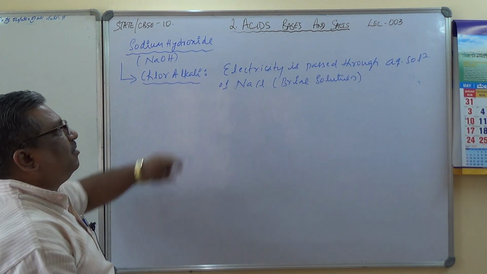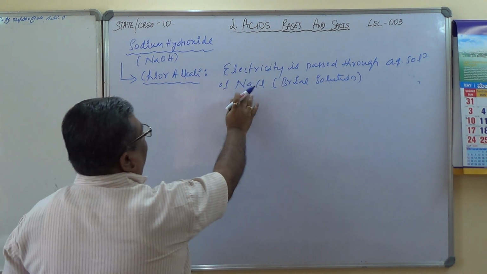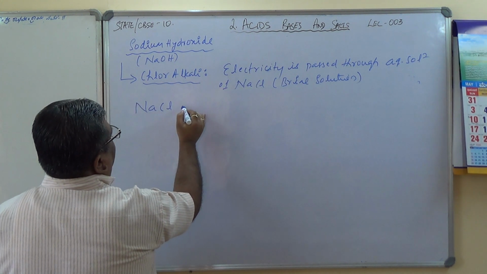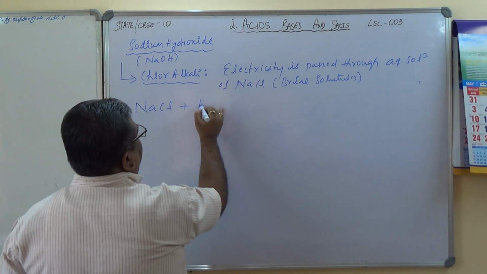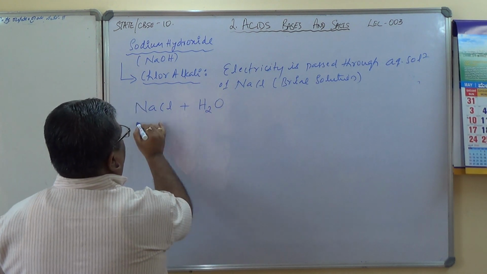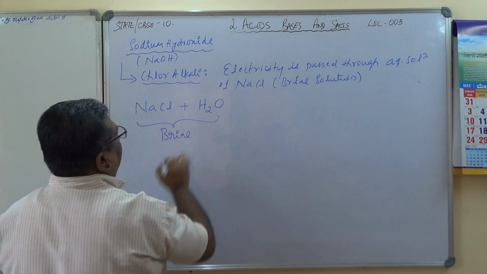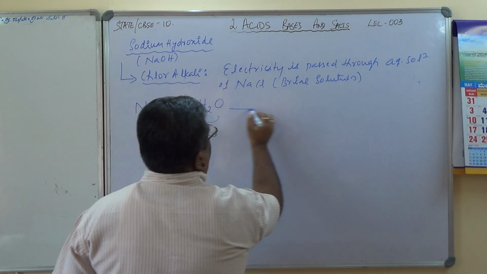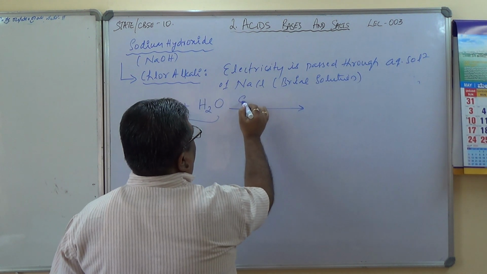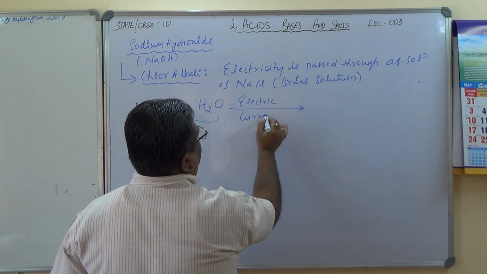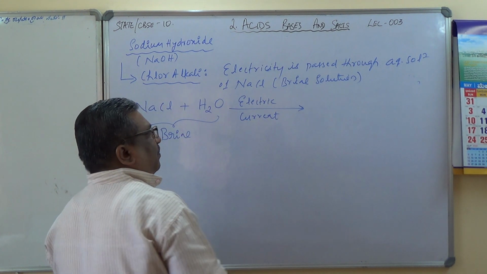So what are the products obtained when electricity is passed through this sodium chloride solution? Let us see. NaCl plus H2O, put together we call this a brine solution, an aqueous solution of sodium chloride. When electricity is passed through this one, electricity means electric current. Okay. What are the products obtained?